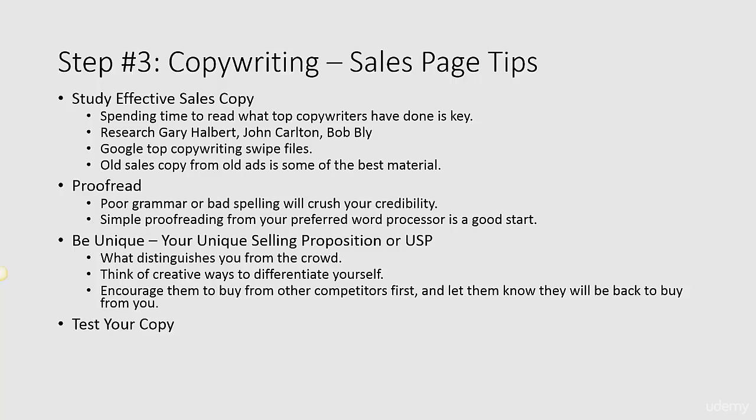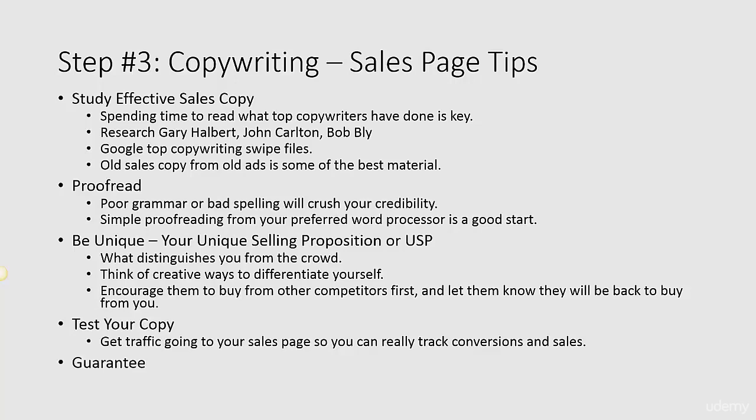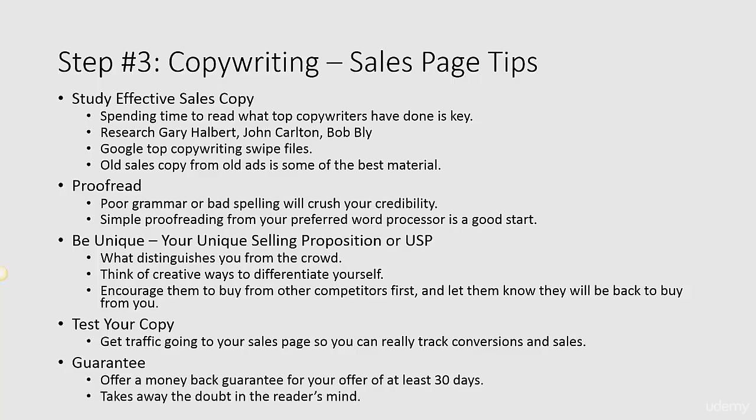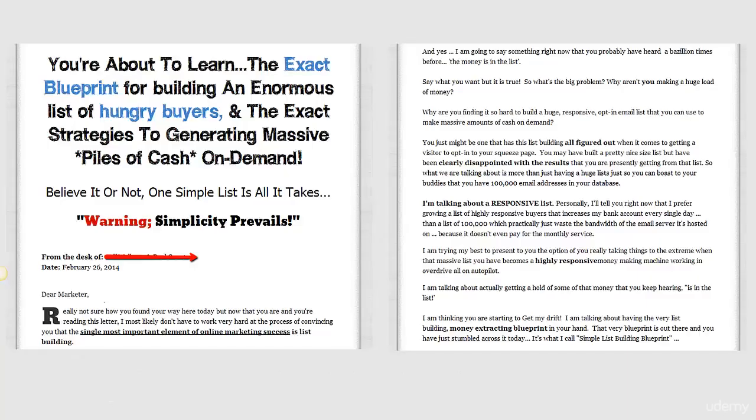And then finally, the last part of your sales page tips here with copywriting is to test your copy, test how it works. Get traffic going to your sales page so you can really track conversions and sales. And then another thing to offer is your guarantee. Offer a money back guarantee of at least 30 days. That's going to basically remove all risk. We kind of covered this in the previous part on copywriting, but it's really important, just like the headline. We want to drive that home because things like a guarantee are going to make people want to purchase from you. It takes away the doubt in the reader's mind.